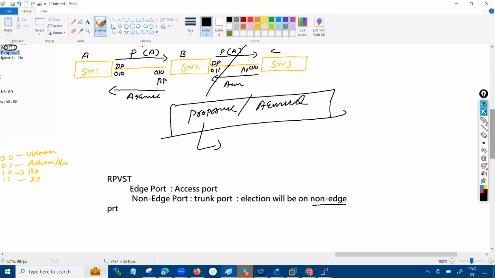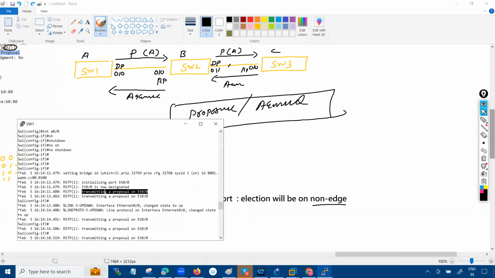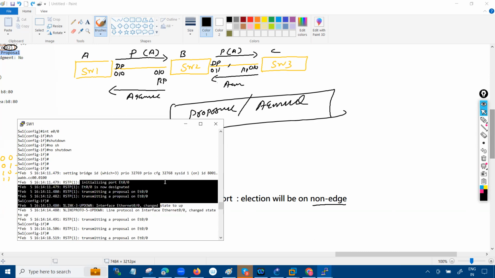Same thing, once the election is done on this particular segment, now this port will be on. And now again, it will send the proposal. Switch 3 will receive the proposal. It will send the agreement to switch 2. And it will change the port to the RP, and the other port to the DP. So same thing, I have shown you that over here in the debug. It's just a matter of transmitting the messages.